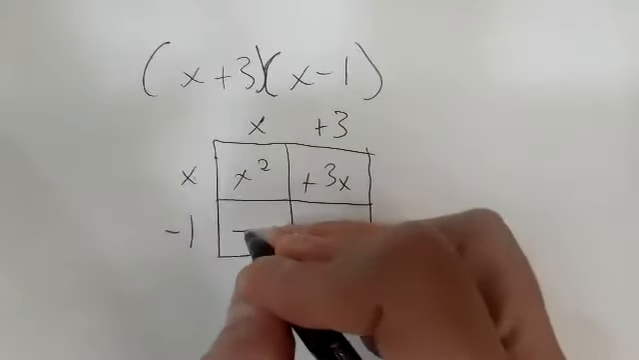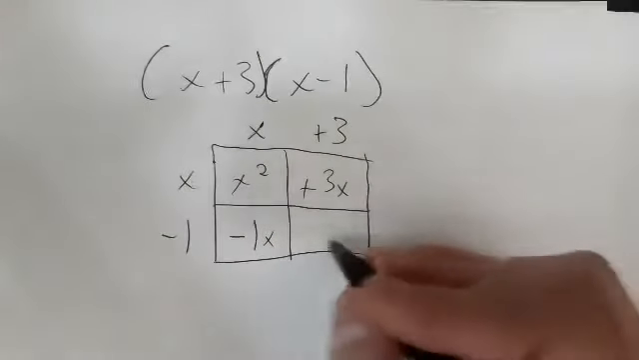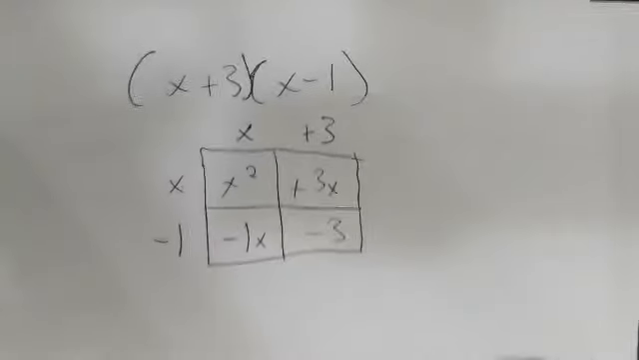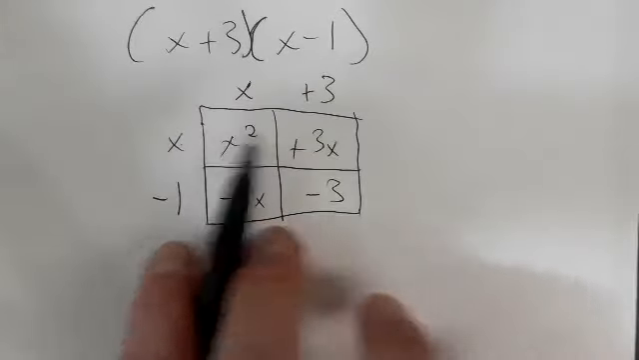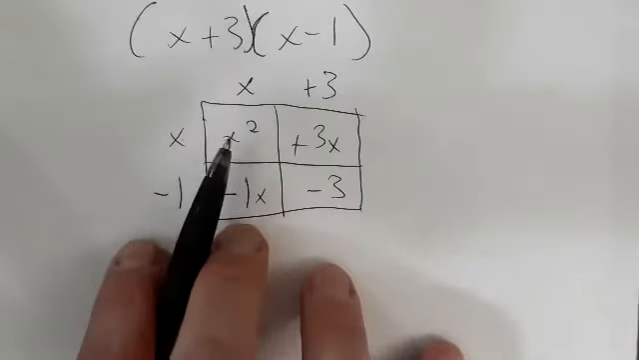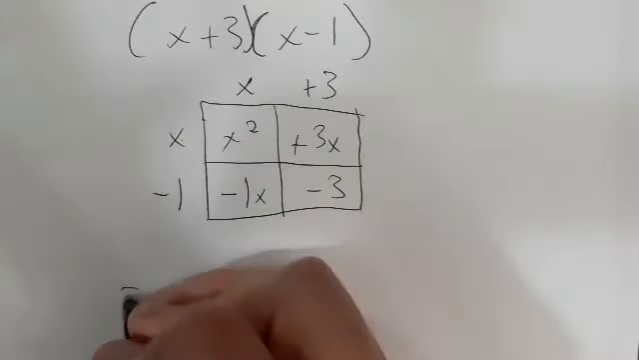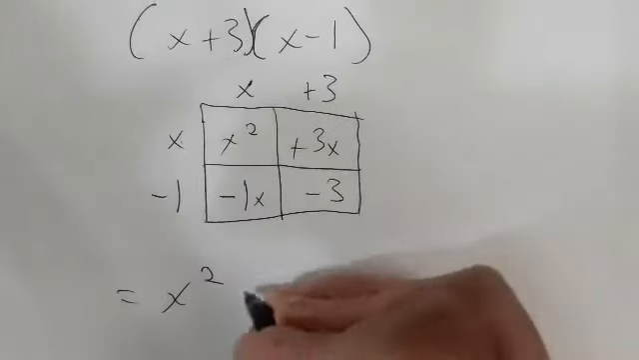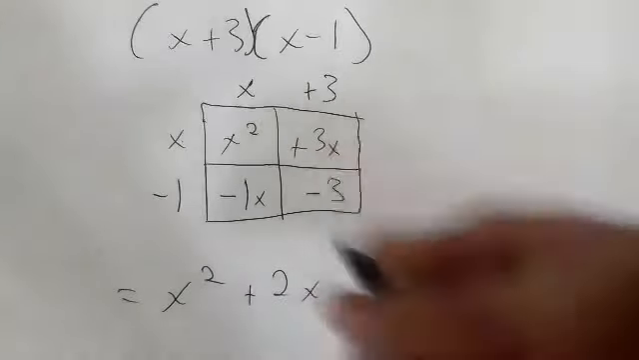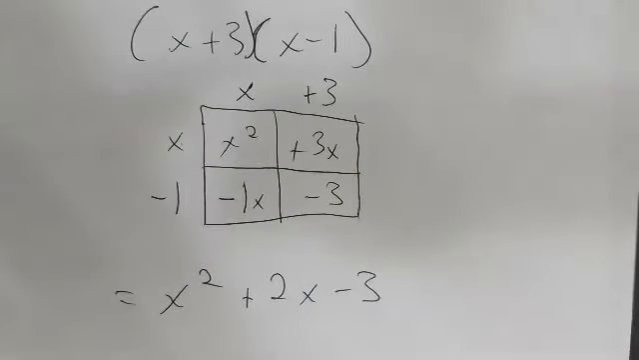So minus 1x is going to give us minus 1x. And this is going to give us minus 3. And whether you do this with the box or distribution, you're going to have some terms that you have to combine. So this would be x squared. I have a plus 3x and a minus x is going to give me that plus 2x. And the last thing I see here is a minus 3.